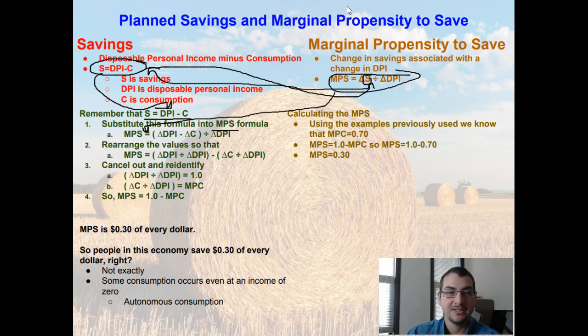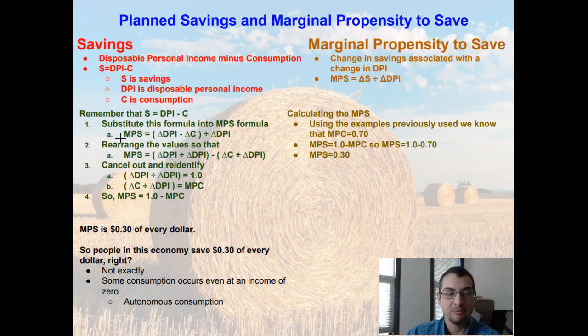So what that means is, now that I've got lines drawn all over the place, the marginal propensity to save is equal to the change in disposable personal income. All we're doing is finding that the change in savings is equal to the change in disposable personal income minus the change in consumption, substituting this change in S, or this little part of the equation, in for this S right here. So now we have the marginal propensity to save is equal to the change in disposable personal income minus the change in consumption, divided by the change in disposable personal income.